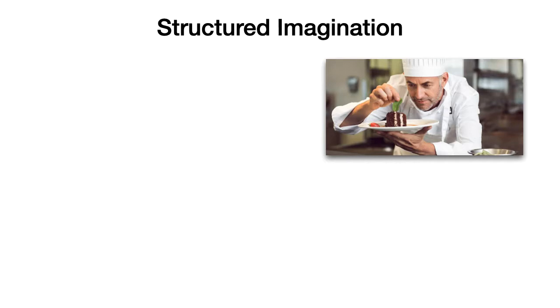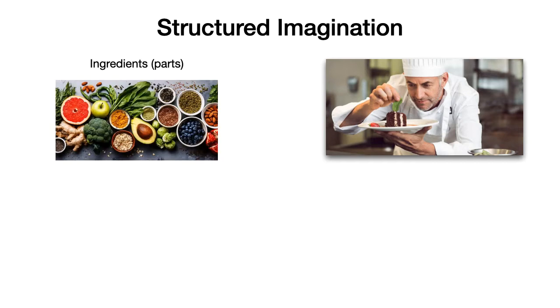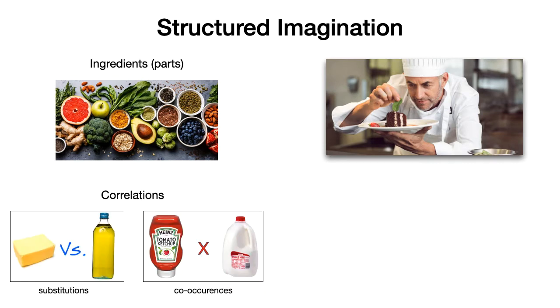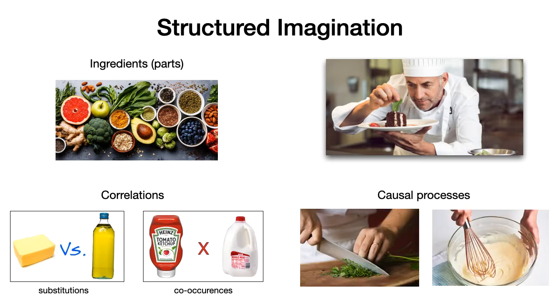So consider the conceptual knowledge that enables a chef to produce new recipes. Now, a chef knows that recipes are built from reusable ingredients, or parts. Now, they also know that it's not just a free combination of parts. There are rich correlations between ingredients in a recipe. For example, some ingredients can substitute for others, such as butter for oil when greasing, and some ingredients should never be used together, such as ketchup and milk. And finally, the chef understands the causal processes used to compose a recipe from a set of ingredients. So this knowledge is compositional, is causal, but it also includes an understanding of statistical correlations.